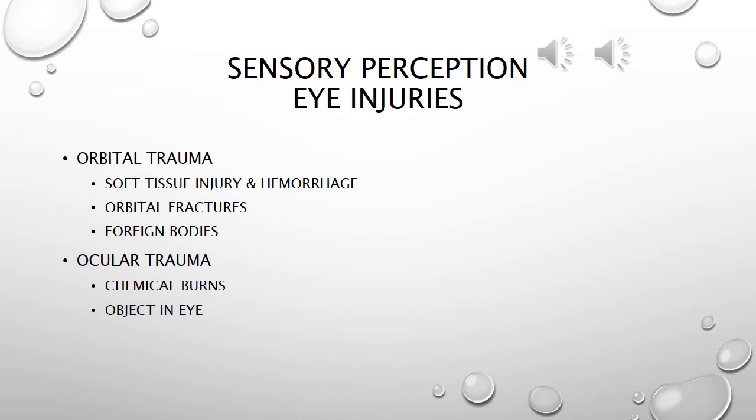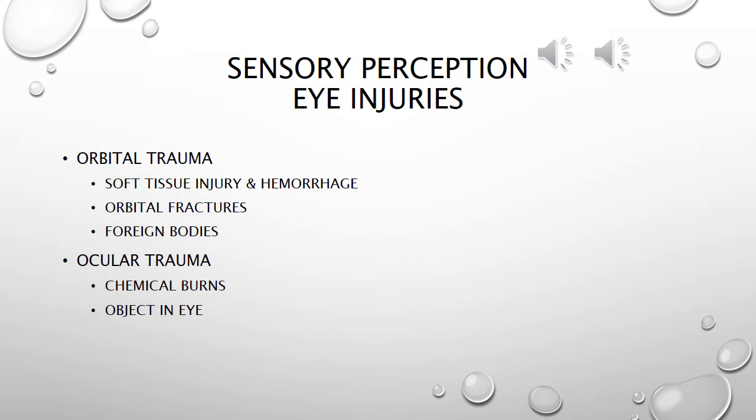The soft tissue injury and hemorrhage from blunt or penetrating trauma includes tenderness, ecchymosis, lid swelling, and abnormal protrusion of the eyeball. Closed injuries lead to contusions with subconjunctival hemorrhage, commonly known as black eye. Orbital fractures are detected by facial x-rays.